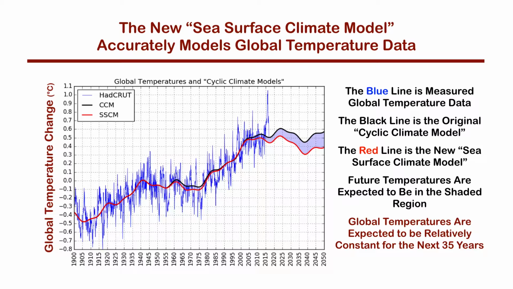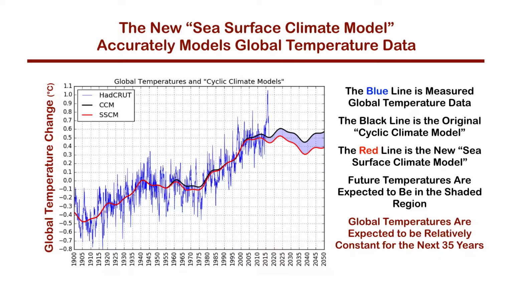So here the blue line is the measured temperature data, the black line is the original cyclic climate model developed in part 1 YouTube video. The red line is the new sea surface climate model derived in this video based on the difference between measured global temperatures and measured sea surface temperatures. So what we see here is that future temperatures are expected to lie someplace in this shaded region.